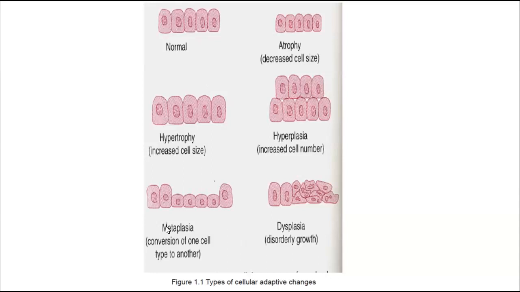So in order that our body or the cells within the esophagus para ma-tolerate na yung acid na galing sa stomach, it will undergo metaplastic change from squamous to columnar in order to tolerate the acid. So ganyan mag-work ang ating katawan.